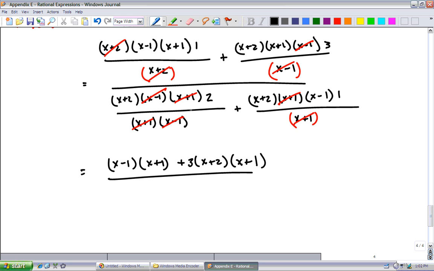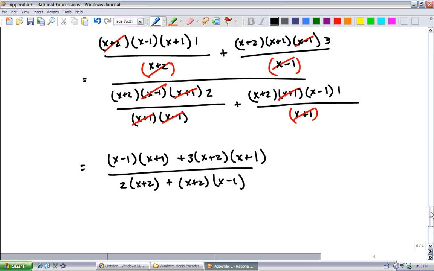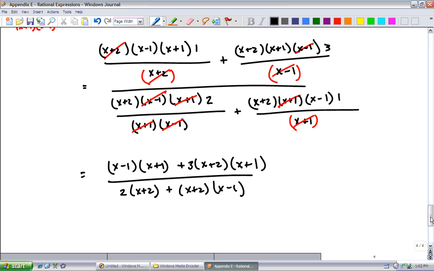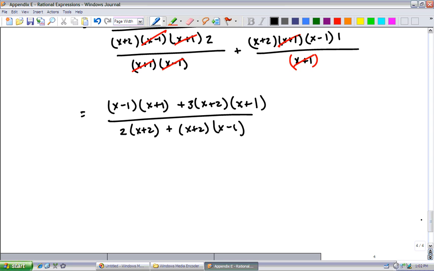On the bottom, we're left with a 2 and an x plus 2 here, so we get 2 times x plus 2, plus an x plus 2 times an x minus 1. And that's it. Now, that is what we're left with after we cancel all of that stuff out. And that's the point of this method too: when you distribute it, you look at what would cancel out, and you'll essentially eliminate all the denominators of all the fractions. Be left with something like this, which is not a complex fraction.